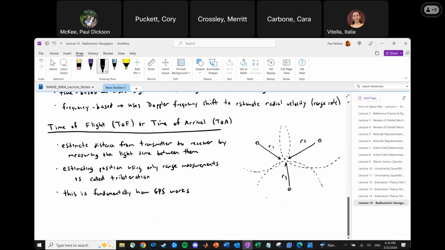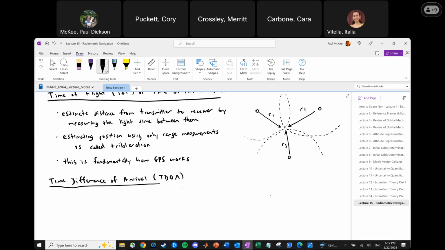All right. Next point is we also use what's called time difference of arrival, or TDOA. Time difference of arrival, or TDOA. The difference here is, instead of actually measuring the absolute time, you're measuring the difference in time from two known transmitters.